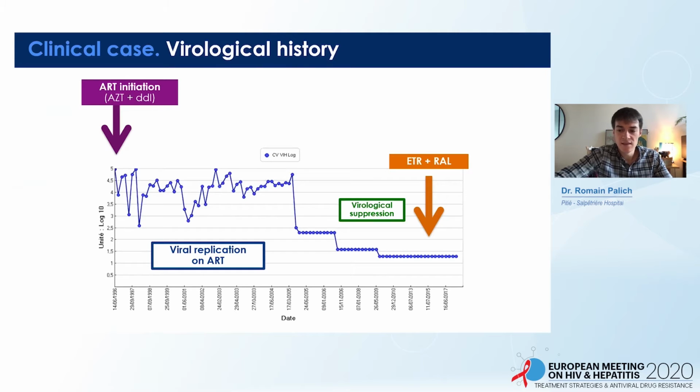Here you can see his virological history, with the initiation of ART in 1996 by zidovudine plus didanosine. He continued to present viral replication until 2005, so for 9 years despite his treatment, and from 2005 he has achieved an undetectable viral load.